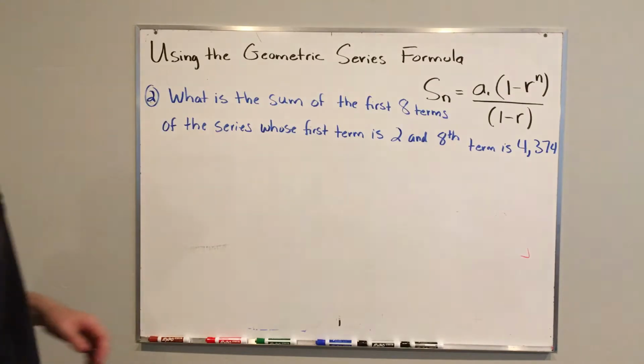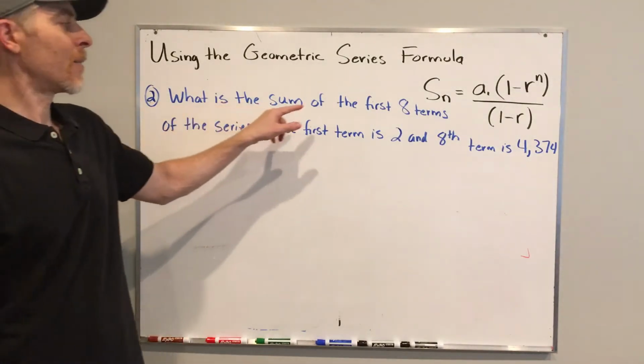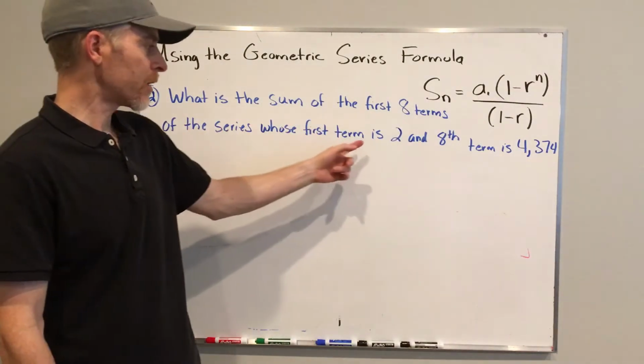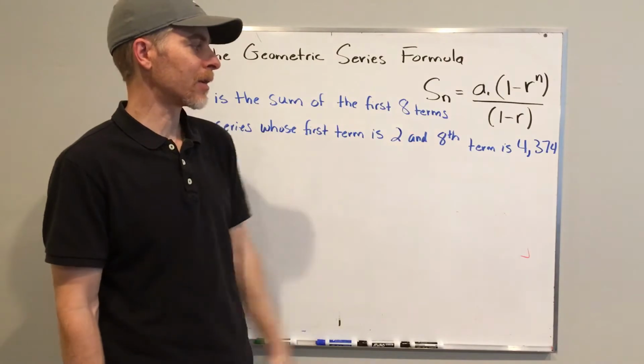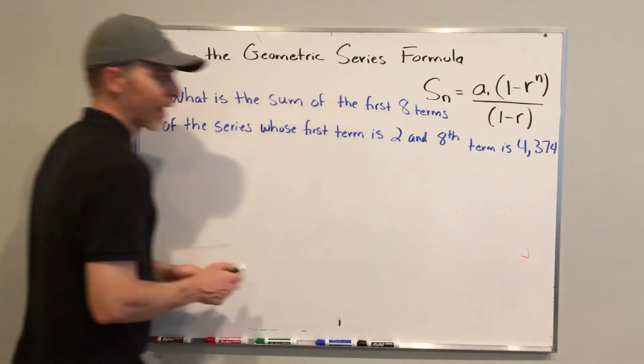All right, here's a second example out of your book from lesson 5. What is the sum of the first 8 terms again? So we'll do 8 terms of a series whose first term is 2 and 8th term is 4,374. So what are we looking at here?